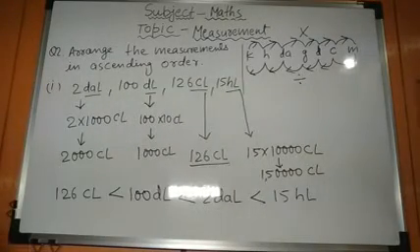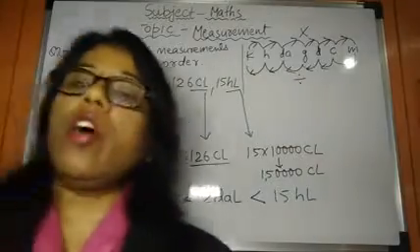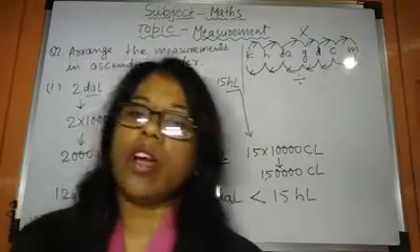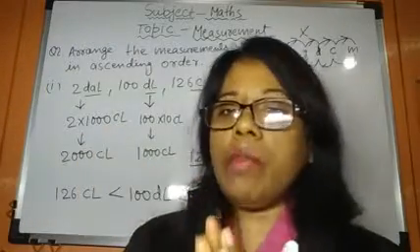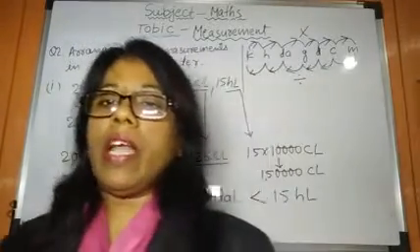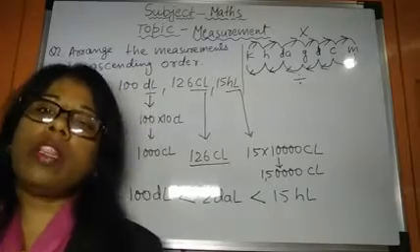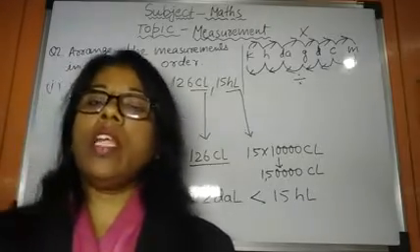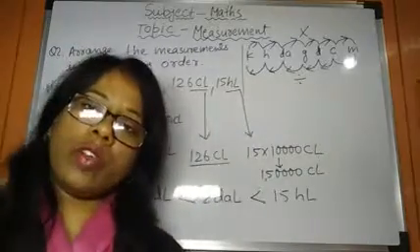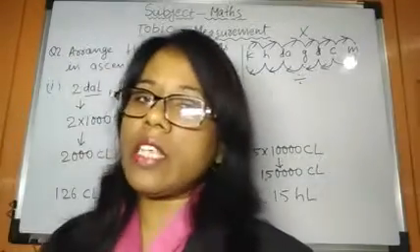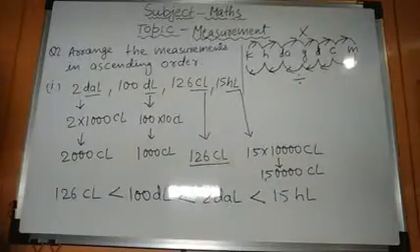And if you have to find ascending order or descending order, first of all you will convert all different units into one same unit. It will be better if you convert all the bigger units into smaller units. Which one is the smallest? Convert all these into that smallest unit and then arrange it in ascending or descending order.